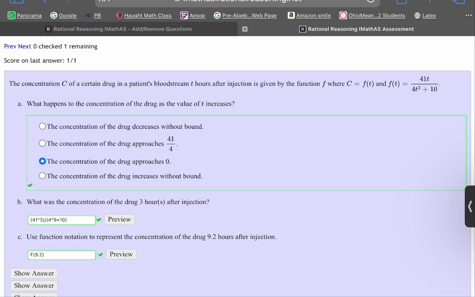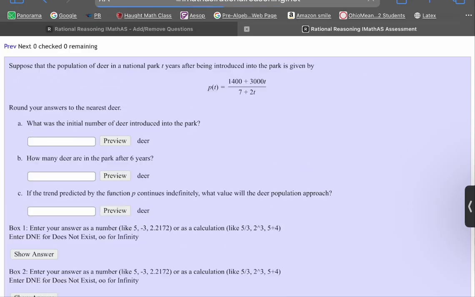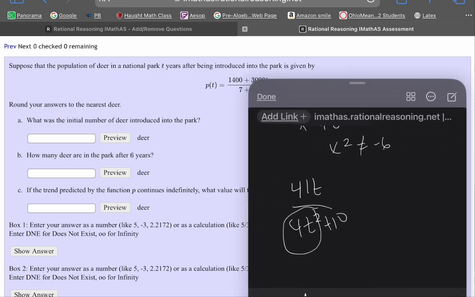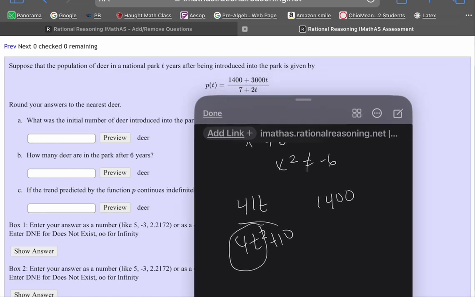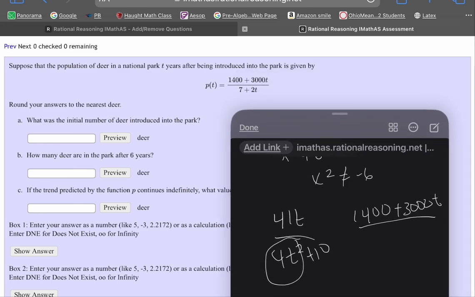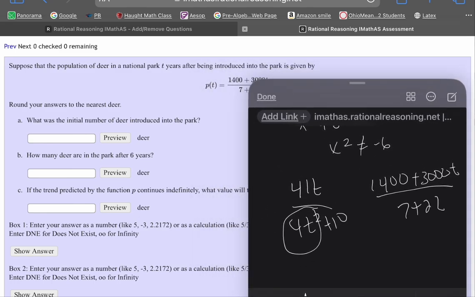Okay. Now let's go and look at what might be your question 11 or 12 about the population of deer in a park. So let me write down that equation. So it's 1400 plus 3000t over 7 plus 2t. Okay. So the first says, what is the initial number of deer in the park? Well, if you plug in, so that's P of t for population, I believe. So if you plug in 0, that is our initial population.